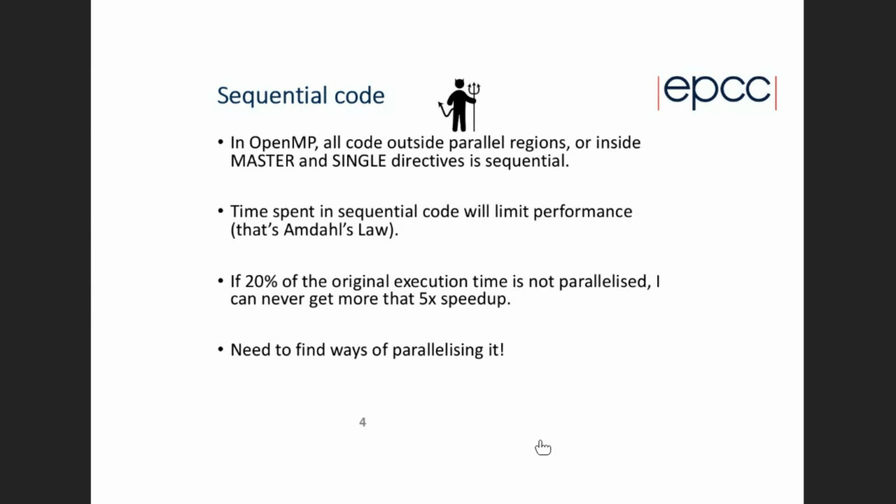Okay, so number 1, sequential code. This is a fairly straightforward idea. In OpenMP, all code that's outside the parallel regions or is inside master or single directives is essentially sequential code. Only one thread is executing. And the amount of time that you spend in sequential code will clearly limit performance. That's just a simple statement of Amdahl's law. So for example, if 20% of the original execution time hasn't been parallelized, then I can never hope to get more than 5 times speed up.